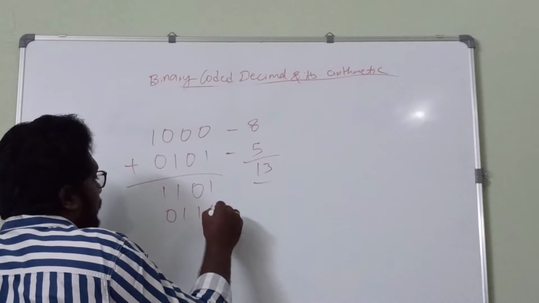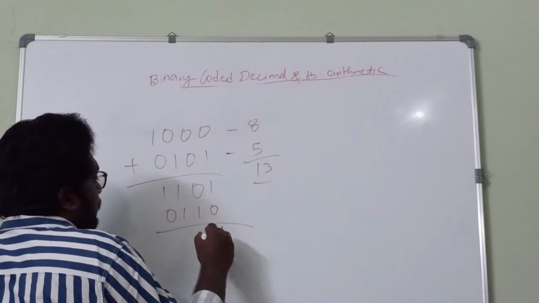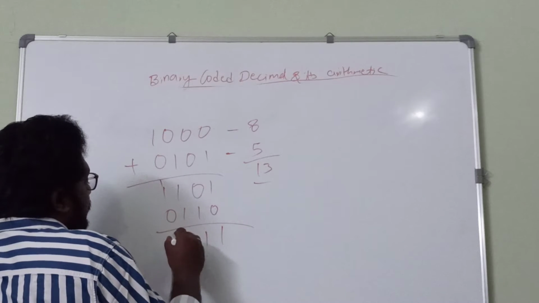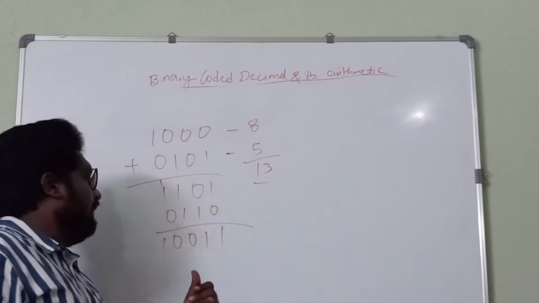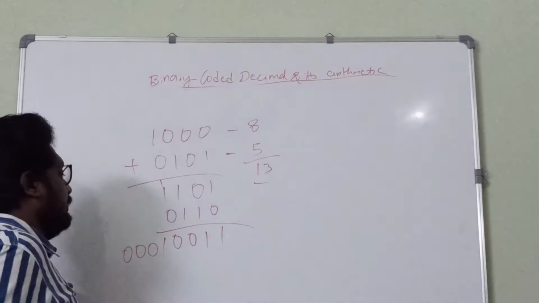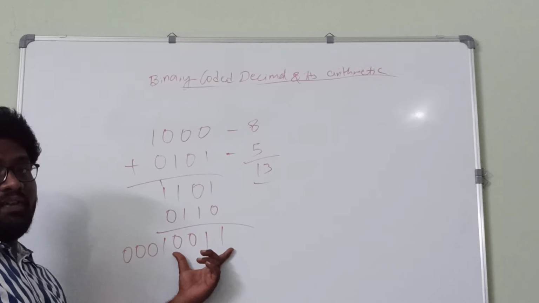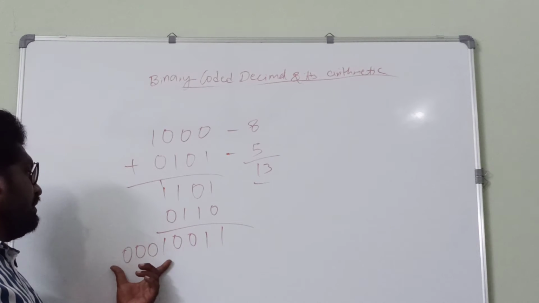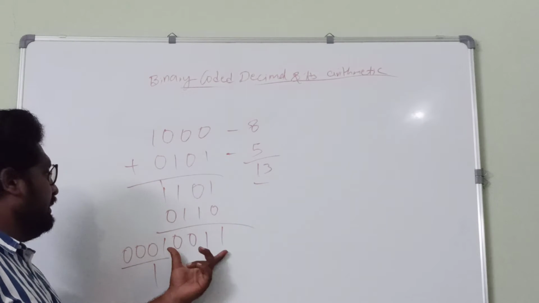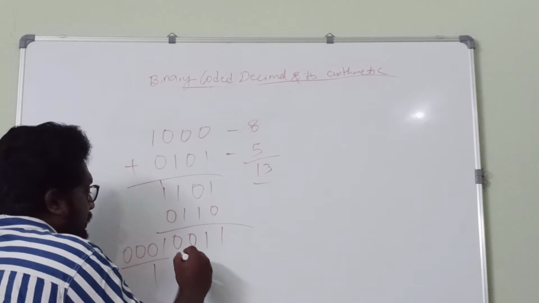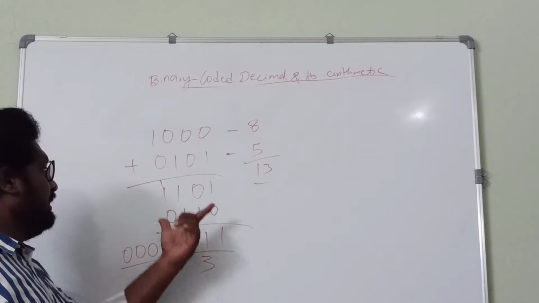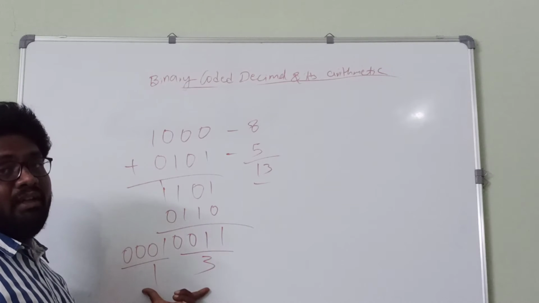0 1 1 0 1 1 0, carry 1 0, and finally we are having a carry 1. So here the leftmost nibble is 0 0 0 1, which is equivalent to 1, right? The rightmost nibble 0 0 1 1 is equivalent to 3. So we made this invalid BCD into a valid BCD.